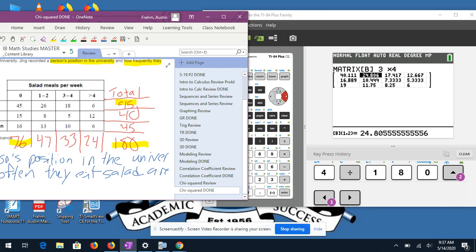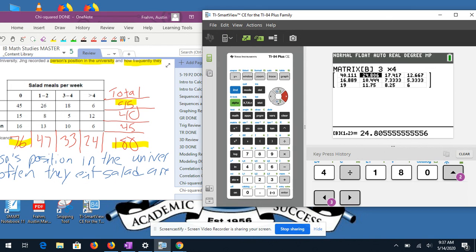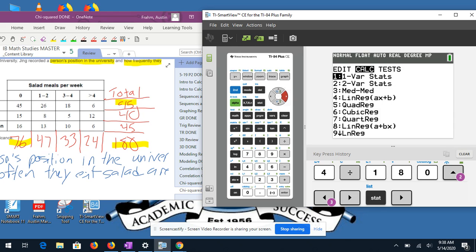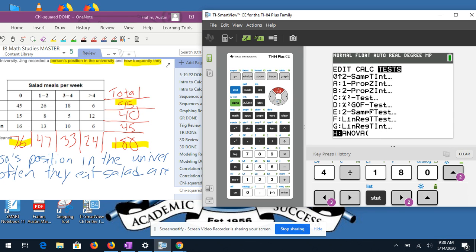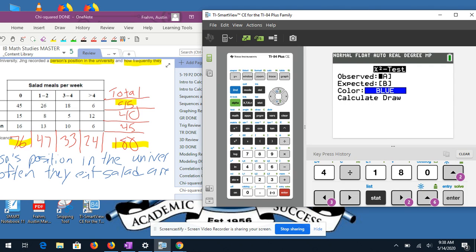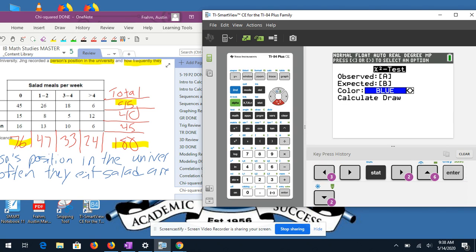So now that we have matrix A and B filled out, I can calculate my p-value. Okay, and how I do that is I go to stat, go over to tests, and then go up or down to test letter C, which is titled chi-squared test. I hit enter. The observed frequencies are in matrix A, the expected frequencies are in matrix B. You can ignore the color, that doesn't matter. So all I have to do is go down to calculate and hit enter. And there is my p-value.